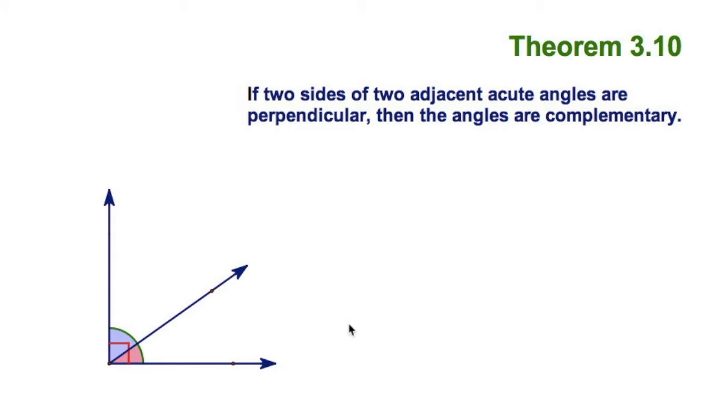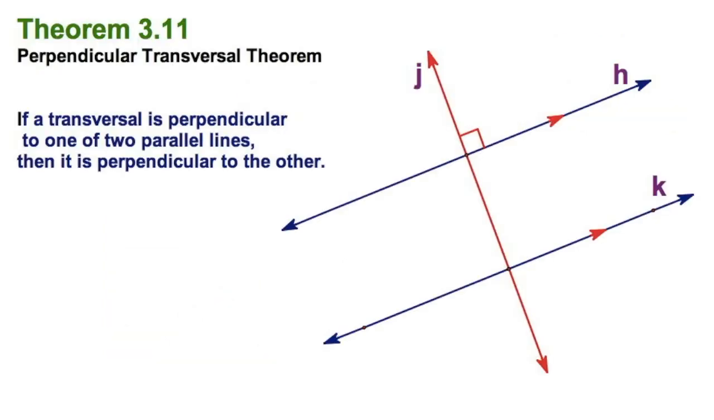How about this one? 3.10. If two sides of two adjacent acute angles are perpendicular, then the angles are complementary. Wow, that's kind of cute. I've used this more in the kind of problems you're going to see coming up, those algebra type problems, solve for the other acute angle. But I don't know that I've used it in proofs a whole lot either. Here we go.